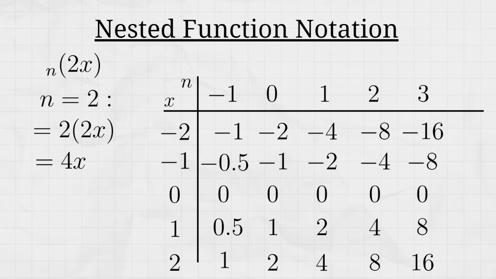Identifying the general formula is a bit trickier this time, but it turns out to be 2 to the n times x. You might notice that when we did this nested function notation on addition, it spat out multiplication, and when we did it on multiplication, it spat out exponentiation. Keep that in the back of your mind, it will be useful later.